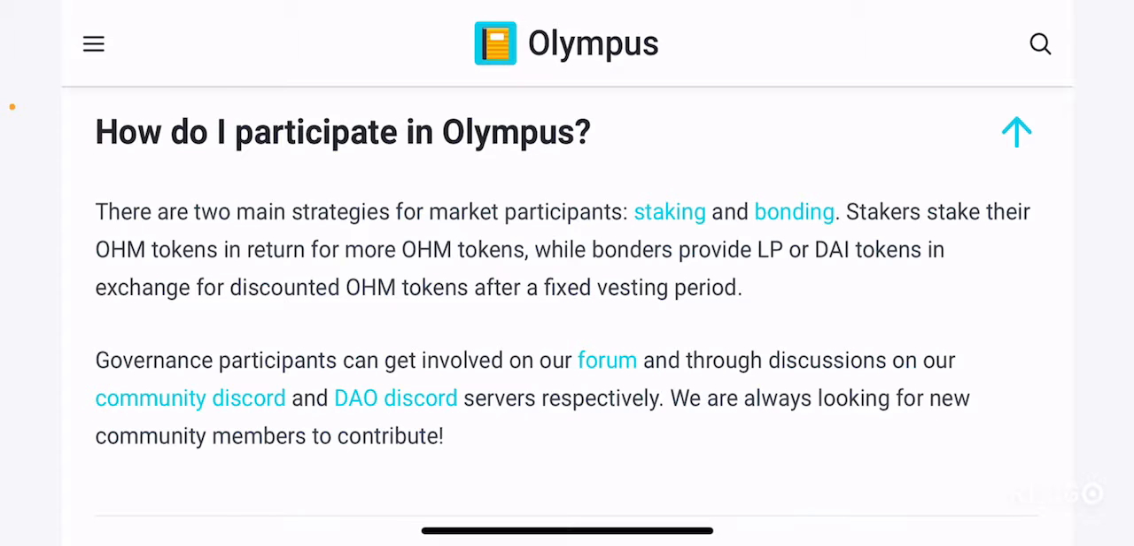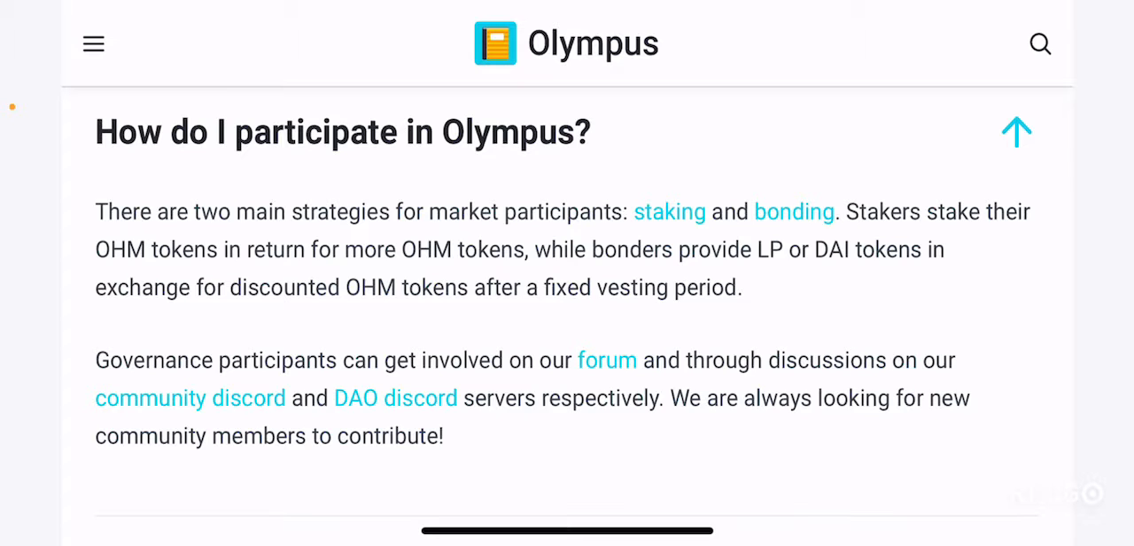So if you take people who want to stake their OHM tokens, they can do so and earn more OHM tokens, right? And people who want to bond, they would have to provide liquidity to a pool with the OHM DAI pair on Uniswap and then stake that LP token on Olympus in order to get more OHM tokens.